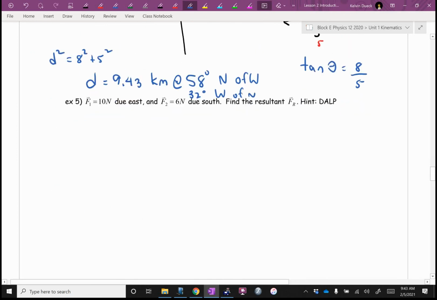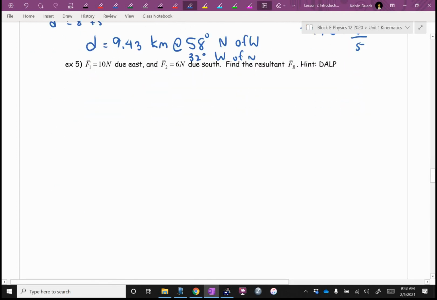Example 5, I like example 5. Example 5 is a nice question. Force 1 is 10 newtons due east. I've scrolled down. I'm going to draw another compass rose. You probably still have one on your page. Force 2 is 6 newtons due south. Find the resultant, F_R for resultant. Since they actually gave me the forces right there, I'm not going to rewrite them, but I am going to say, okay, there's going to be a plus sign between them.